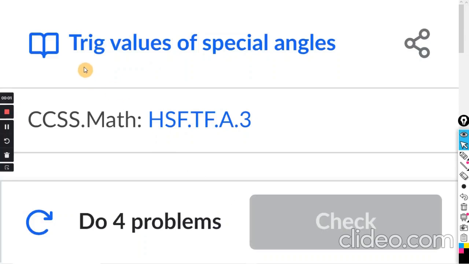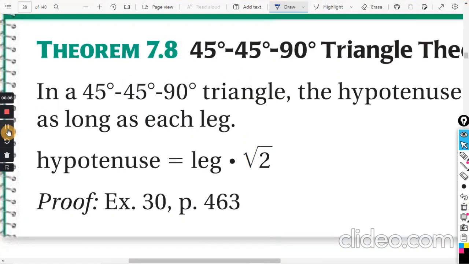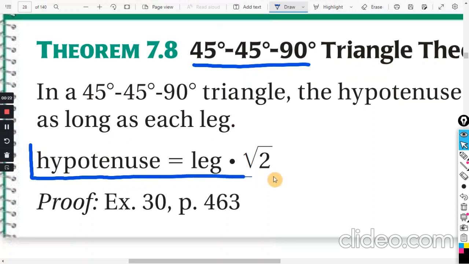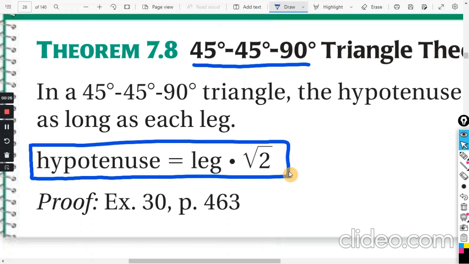This will be for the exercise on trig values of special angles. Before doing this exercise, you need to be familiar with special right triangles. In the case of a 45, 45, 90 degree triangle, you need this formula: the hypotenuse is going to equal leg times radical 2.